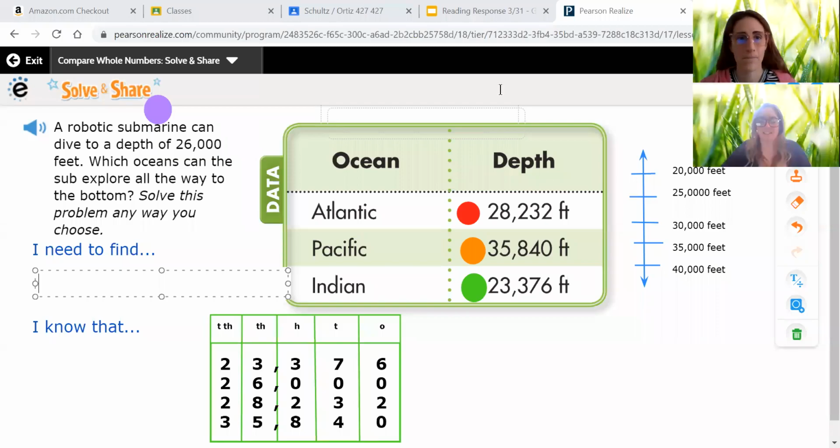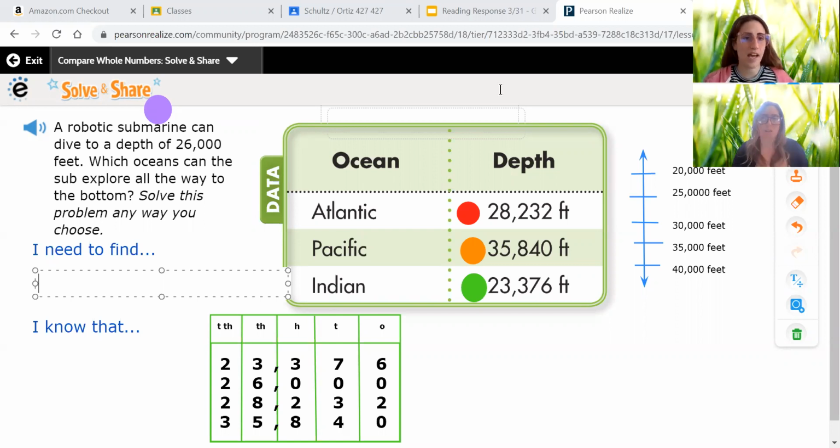Good morning, boys and girls. Today we are going to be learning lesson 1-3, compare whole numbers. I can use place value to compare numbers and record my comparison using less than, equal to, or greater than.